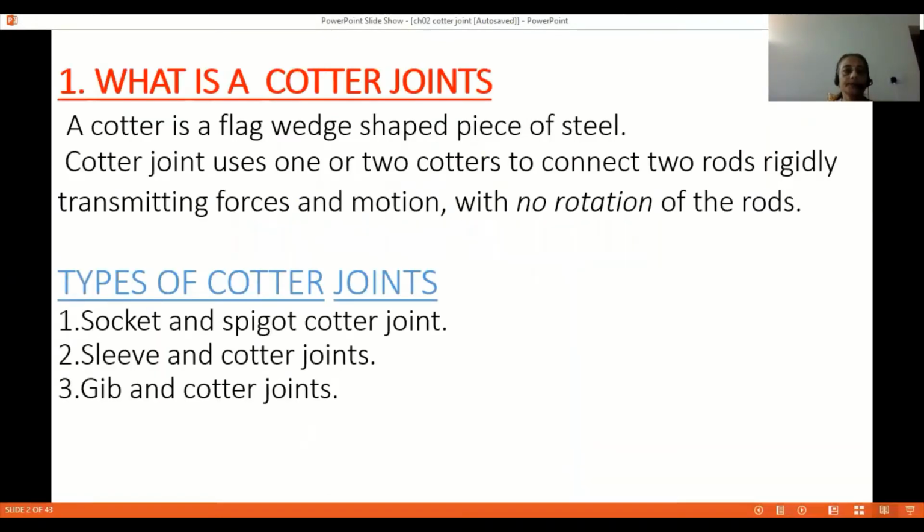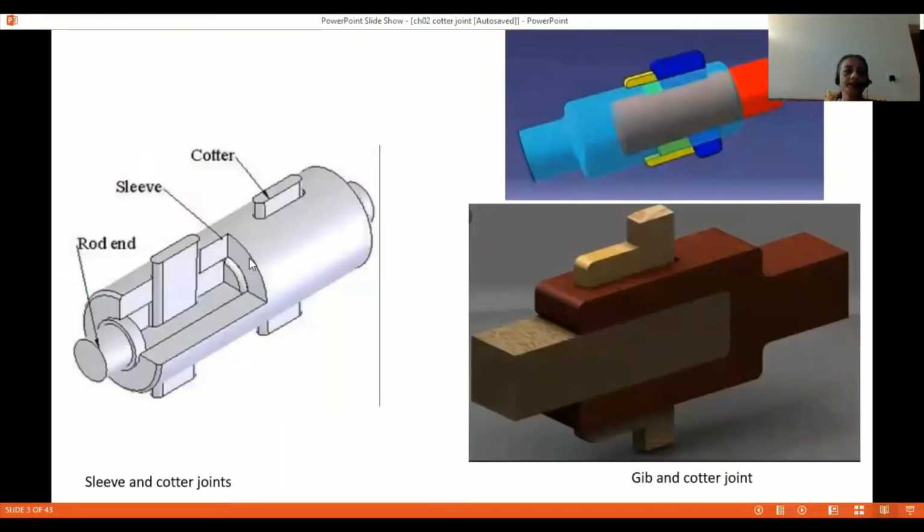What is a quarter joint? It's a flat wedge-shaped piece of steel. A quarter joint uses one or two quarters to connect two rods rigidly, and those two rods are used to transmit forces and motions. But there is no rotation of the rods. There are three types of quarter joints: socket and spigot quarter joint, sleeve and quarter joint, and gib and quarter joint. One by one, I'll show you a pictorial view of all three types.